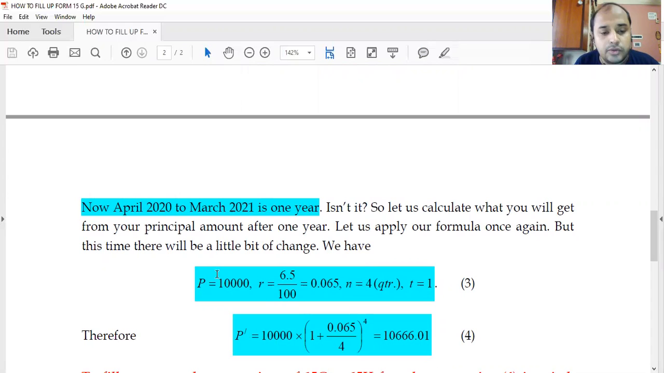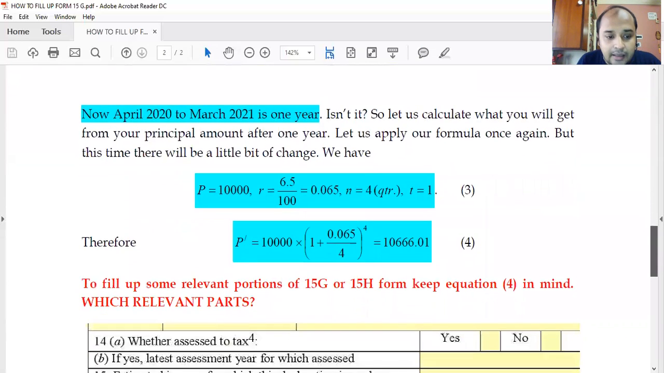So again, I'm going to substitute the values in equation 1 with capital P equal to 10,000, rate of interest 0.065, n equal to 4 quarters, and t equal to 1, because I'm talking about yearly increment. If I substitute all these values in equation 1, you are going to get the amount of 10,666. This is your yearly principal amount.